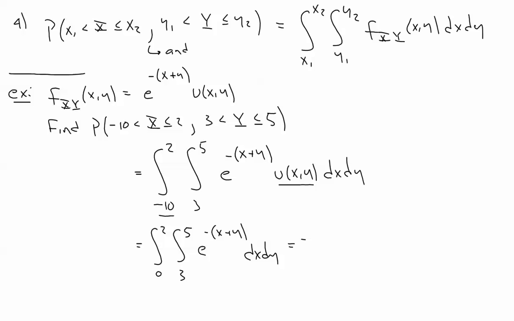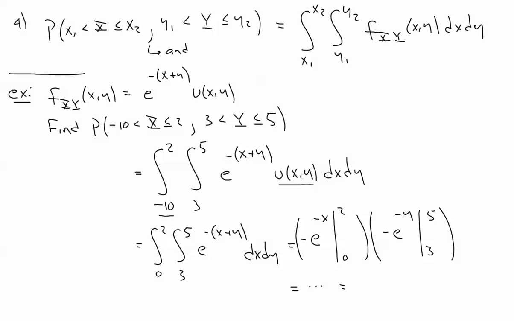That's minus e to the minus x evaluated from 0 to 2. All that times negative e to the minus y evaluated from 3 to 5, and you can do the math from here. You can evaluate those exponentials. And lo and behold, my result is 0.0372, 3.72%, just like it was when I calculated this from the original joint cumulative distribution function. So, good for us. All right?